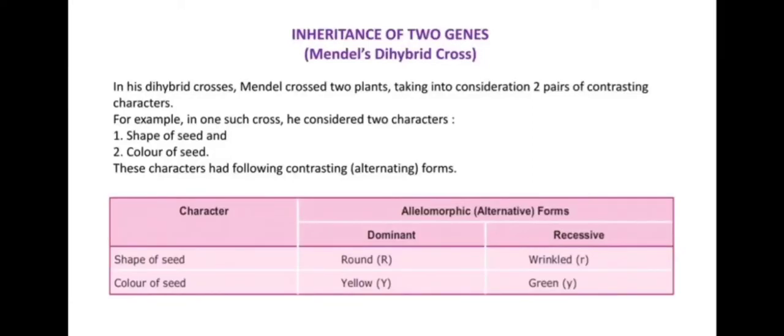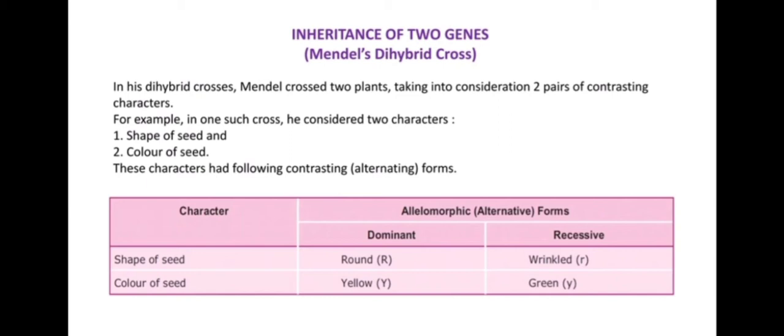Inheritance of two genes. Today we will discuss Mendel's dihybrid cross. We call it a dihybrid cross because in this hybridization, Mendel took two contrasting characters, for example, shape of a seed and color of a seed. Each of these two contrasting characters has a dominant and a recessive form.